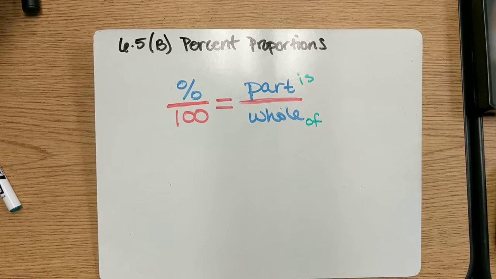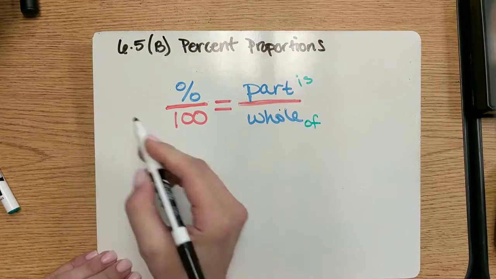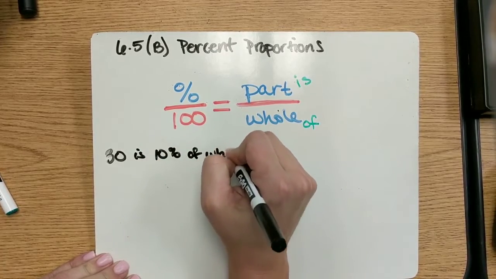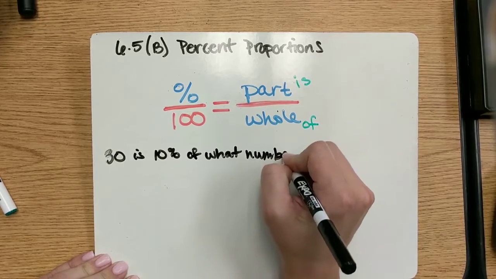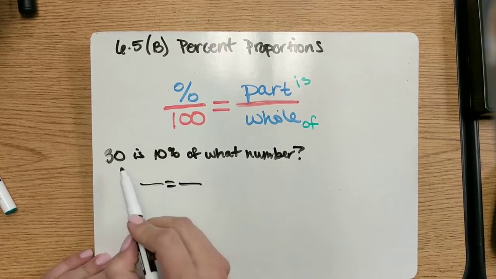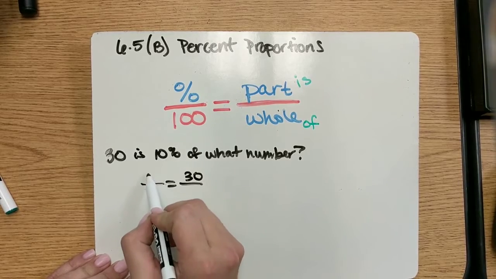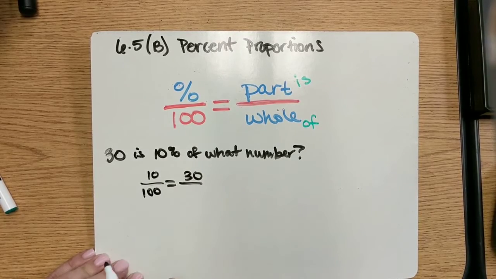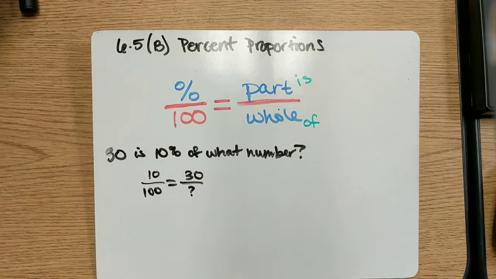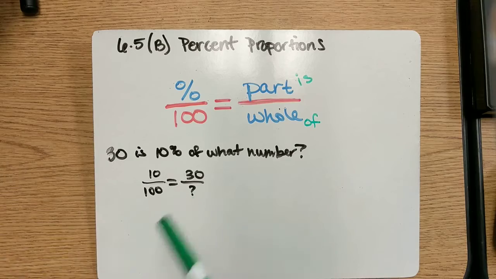Let's say I want to know 30 is 10% of what number? Well, let's set up a proportion. Okay, 30 is, so the is my part. 10%, so 10%, always over 100, of what number? Okay, once you've got it set up, that means we're looking for the whole.